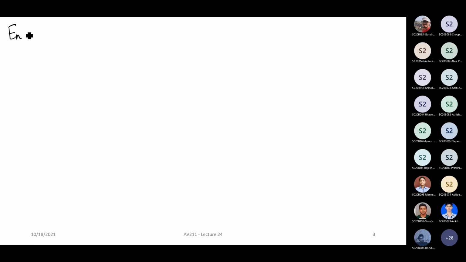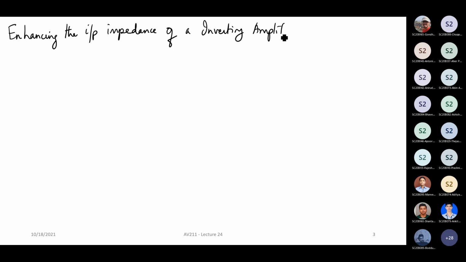Okay, so let's talk about enhancing the input impedance of the inverting amplifier using reasonable resistor values.